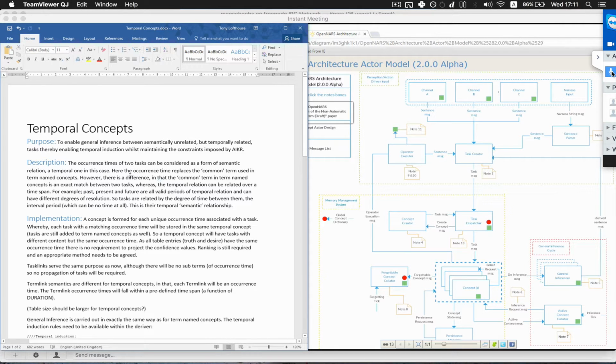Essentially how that works is you take the occurrence time of two tasks, and you can think of that as a semantic relationship. It's just that in this case, it's a temporal relationship as opposed to a term-specific relationship. So what we're doing here is really just switching out the common term for an occurrence time. But there is a difference here.